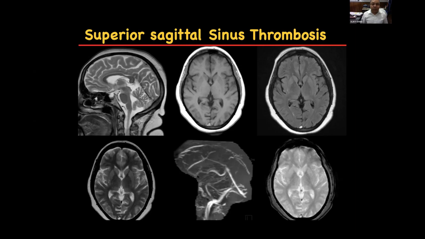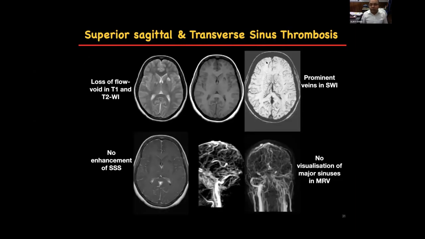This is another example. If you do SWI, because of the venous congestion, the veins appear very prominent in venous sinus thrombosis. These are one of the early findings which can help us to pick up venous sinus thrombosis. And on contrast, there will be no enhancement of the sinuses. And this is the case of MR venogram, which shows the distal sagittal sinus is not opacified.